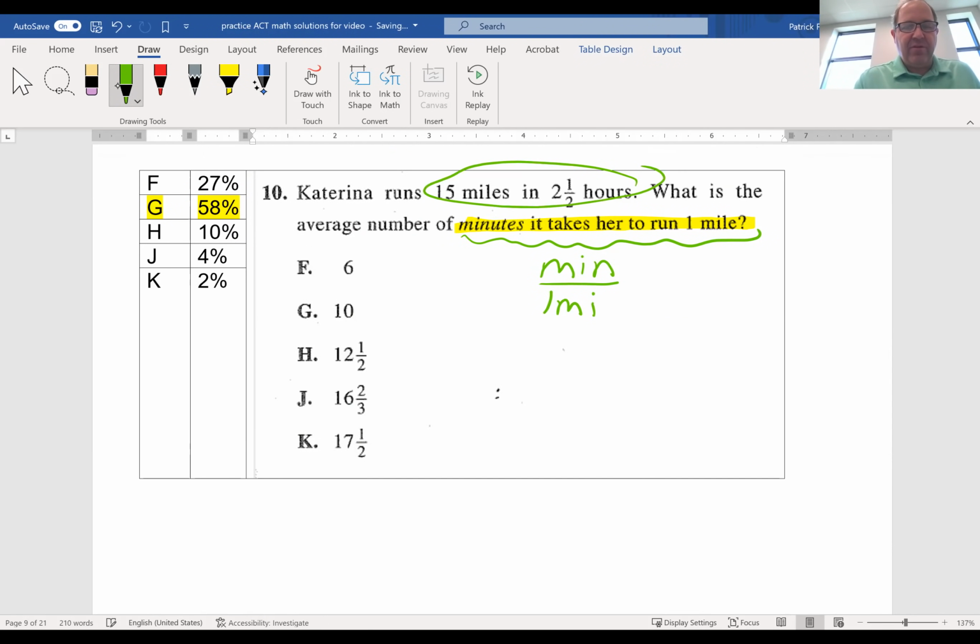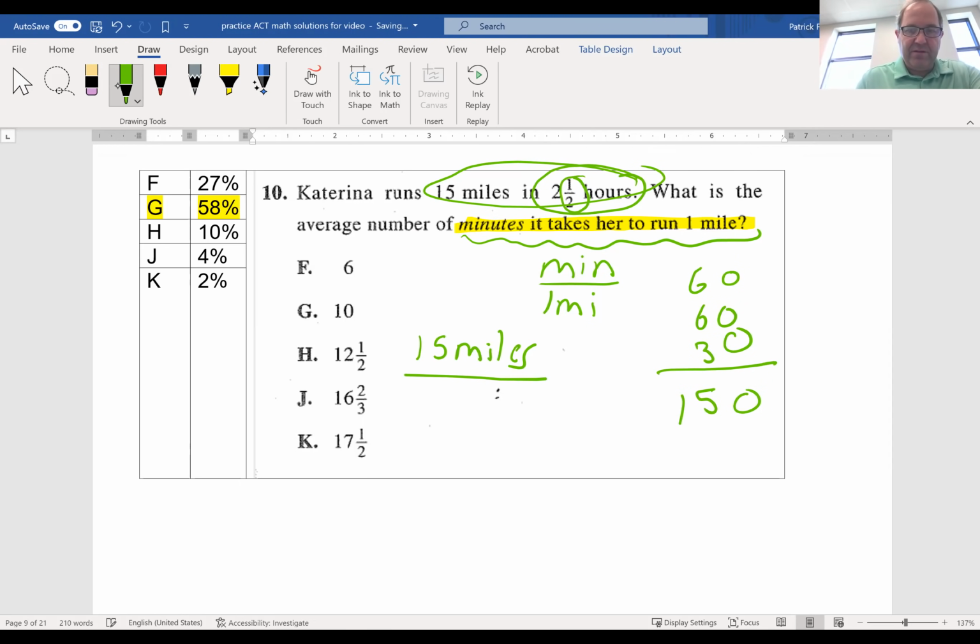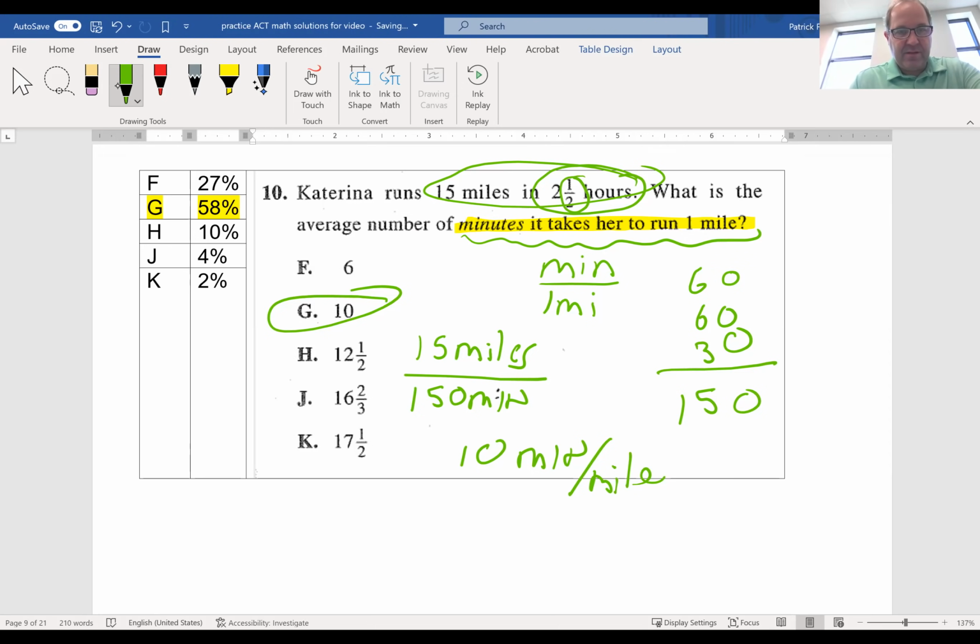Well, let's write down what we have so far. We have 15 miles. Now we're trying to go into minutes, right? This is 2.5 hours. And I think an hour is 60 minutes, right? And I think a half hour is 30 minutes. So I think that's a total of 150 minutes. Use your calculator and you wind up with exactly 10 minutes per mile. Okay, not too bad. Let's keep going here.